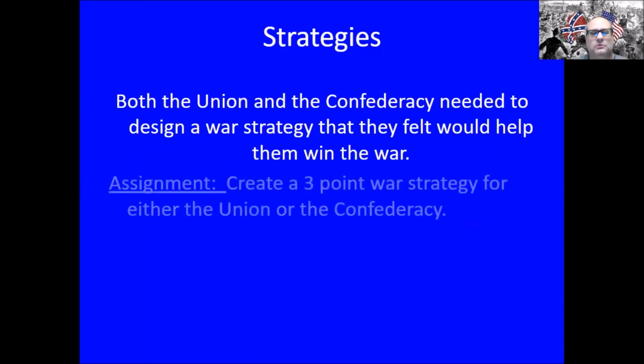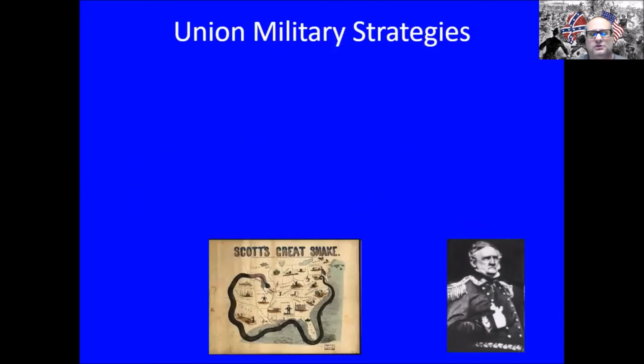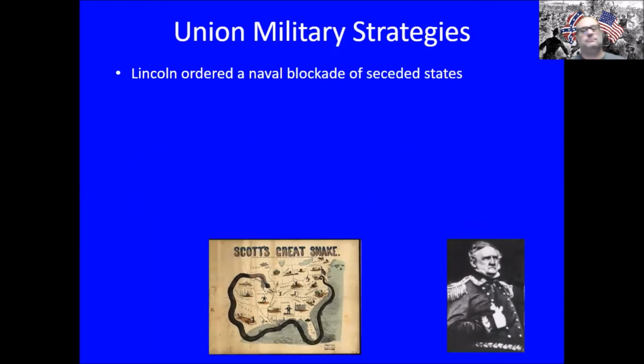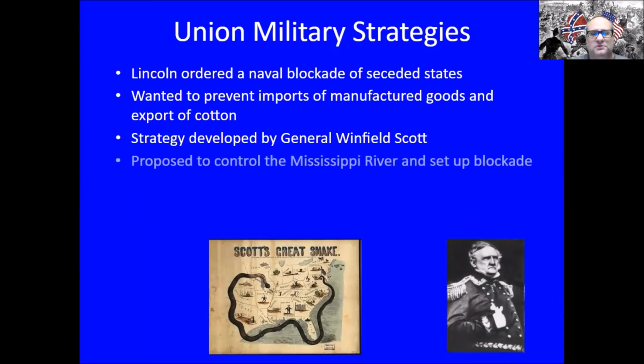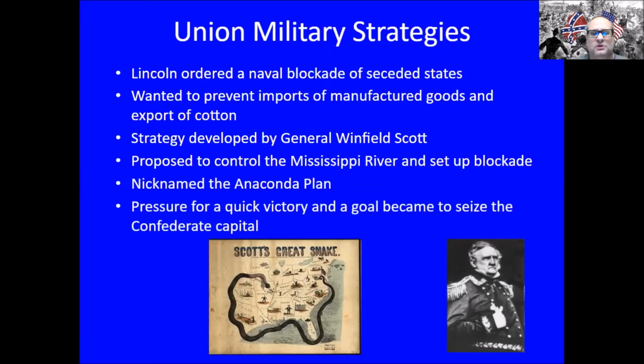Strategies. The North and the South had totally different strategies. The Union wanted a blockade of the seceded states. That was called the Anaconda Plan. Constrict their movements. Prevent them from importing and exporting. General Winfield Scott, who was in charge in the beginning of the war, developed this plan. He proposed control the Mississippi, set up a blockade, control the waters. Then there was pressure for a quick victory, and the goal became to seize the Confederate capital, which would be Richmond.